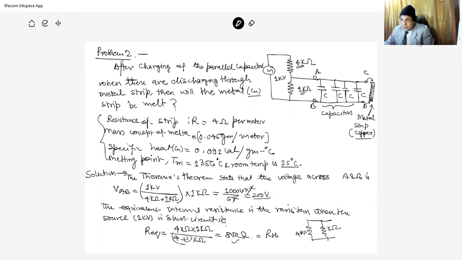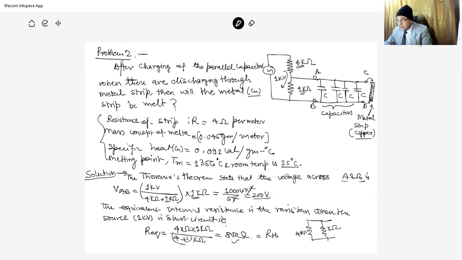Solution. Thevenin's theorem states that the voltage across points A and B is VAB, that is 1 kilovolt divided by 4 kilo plus 5 kilo, which gives the current in the circuit, and multiplying with 1 kilo will give the potential. So this is 1000 by 5, so 200 volt is the potential across A and B.